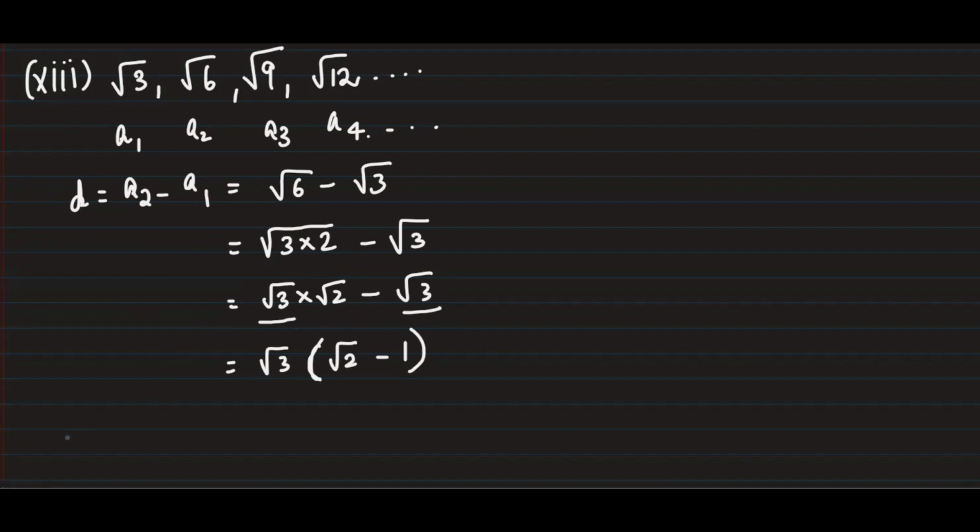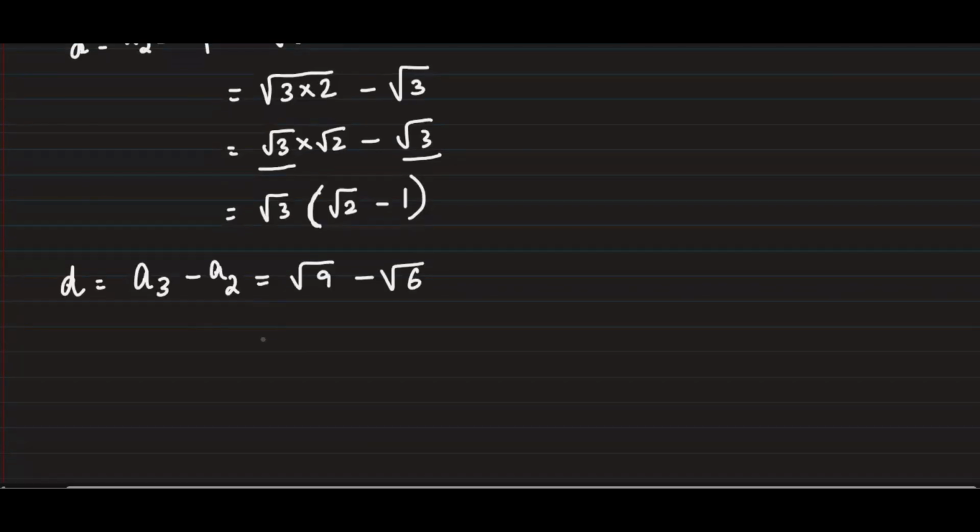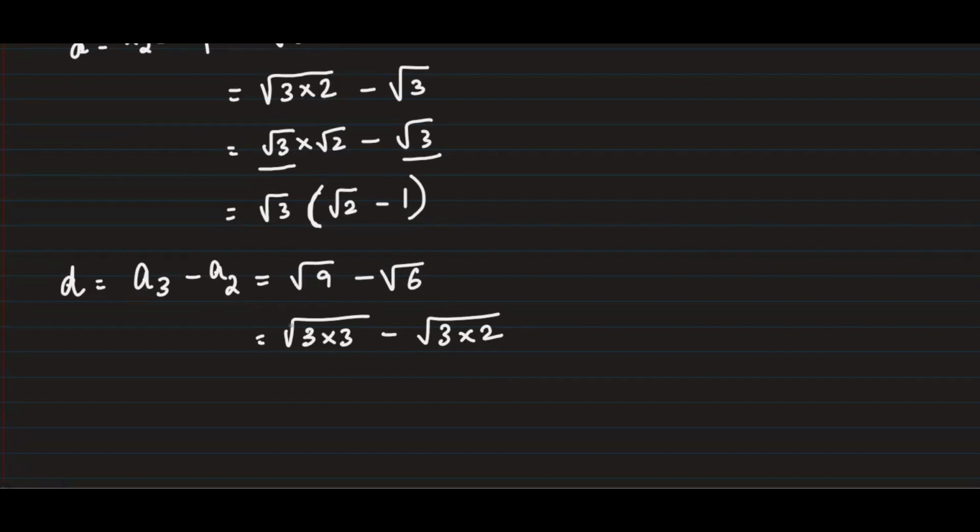Now again, we will find another d value. We can also find it as a3 minus a2. a3 is root 9 minus root 6. Now root 9 can be written as root 3 into 3, and root 6 can be written as root 3 into 2. Why am I not writing root 9 as 3? Because in the next step, I want to take root 3 as common. So I'm not removing this root now. So this can be written as root 3 into root 3.